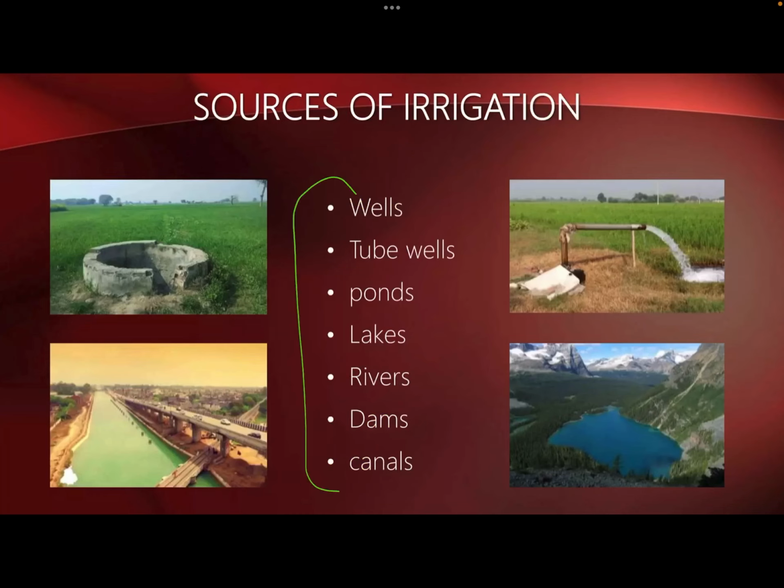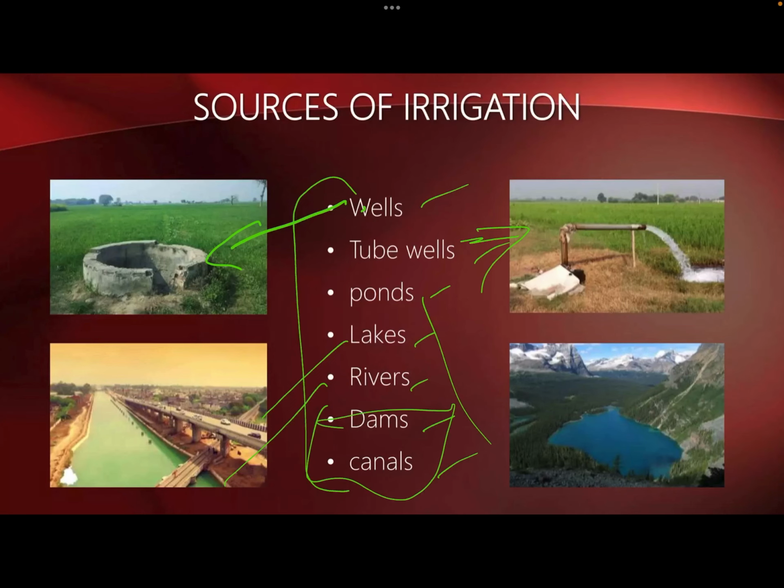We have some traditional sources of irrigation which are also used right now. We have wells, tube wells, ponds, lakes, rivers, dams and canals. So you can see wells are over here. You can see tube wells and lakes, rivers, ponds, dams and canals. We have not shown the picture over here.